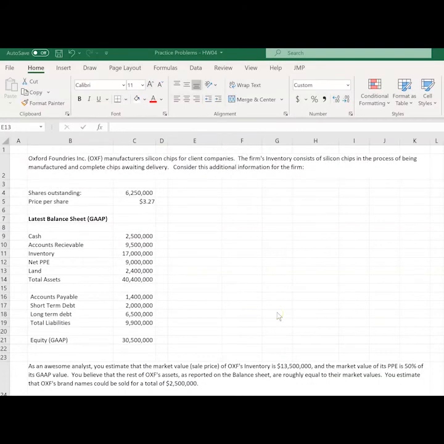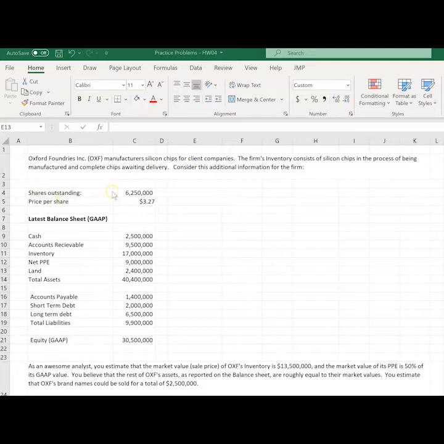Okay, so we are looking at a practice problem for Chapter 4, which is all about balance sheet valuation of a company. For this problem, we are looking at Oxford Foundries Incorporated, which manufactures silicone chips for client companies. The firm's inventory consists of silicone chips in the process of being manufactured and complete chips awaiting delivery. Consider this additional information for the firm.